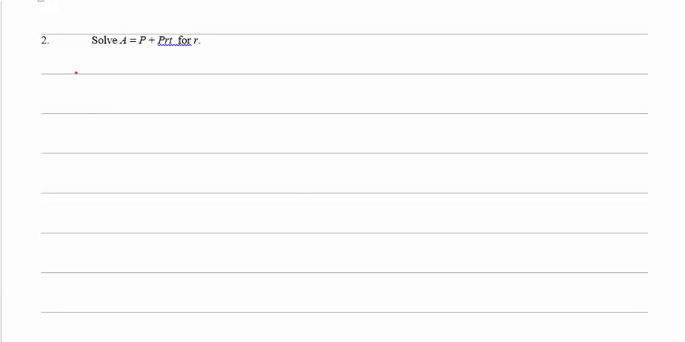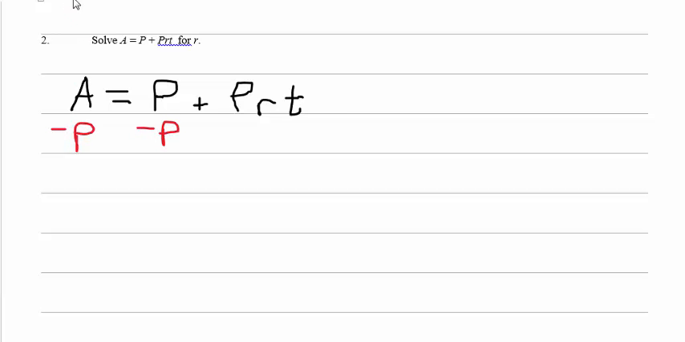Here I want to solve A equals P plus PRT for R. So I want any term that has R in it on one side of the equals and everything that doesn't have an R in it on the other side of the equals. So in this case, that just involves subtracting P from both sides. So now on the left, I have A minus P, and on the right, I simply have PRT.